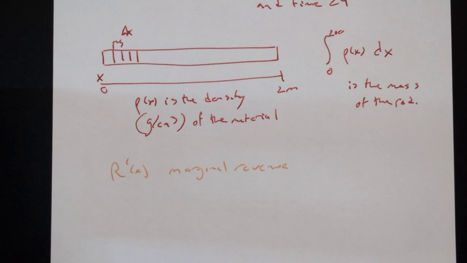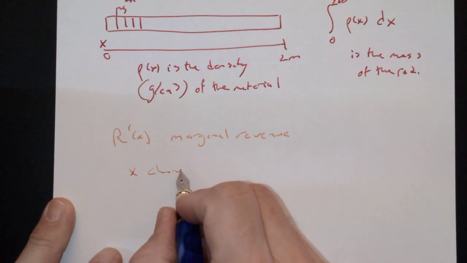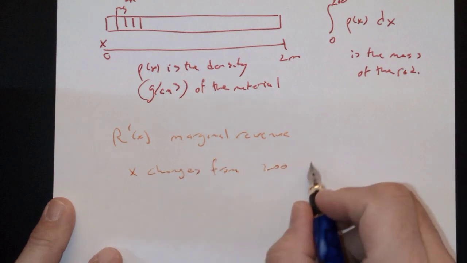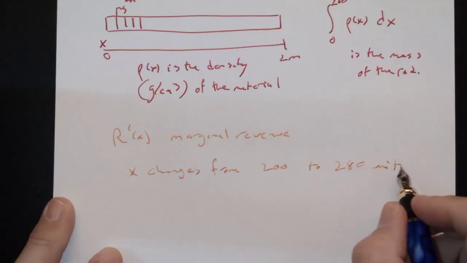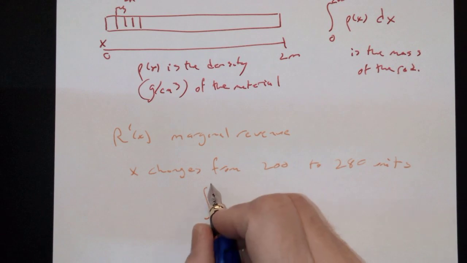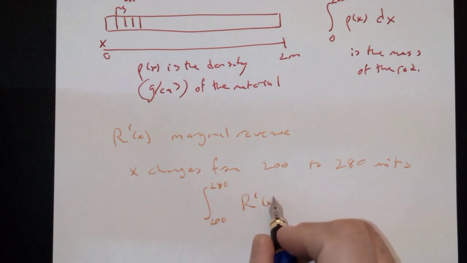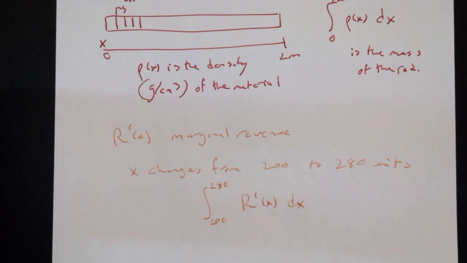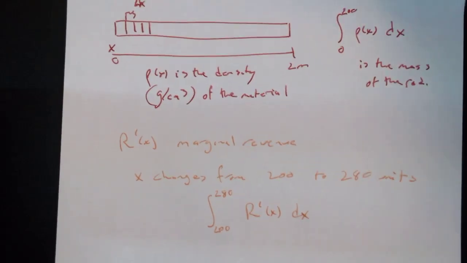What if I don't raise my production by 1? What if I raise it by 30 or 40? What if I go from a production level of 200 units to 280 units per week? How much does my revenue go up? Well, it goes up by the integral of the marginal revenue. So a change on margin tells me a net change in revenue.